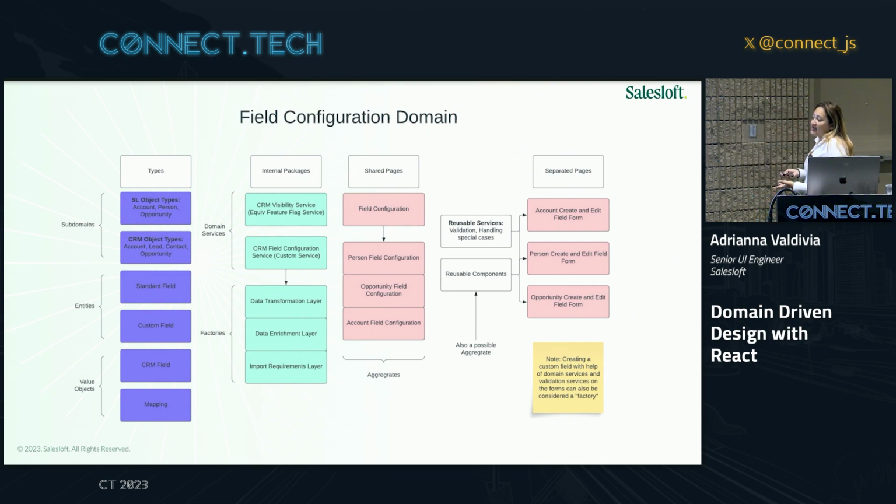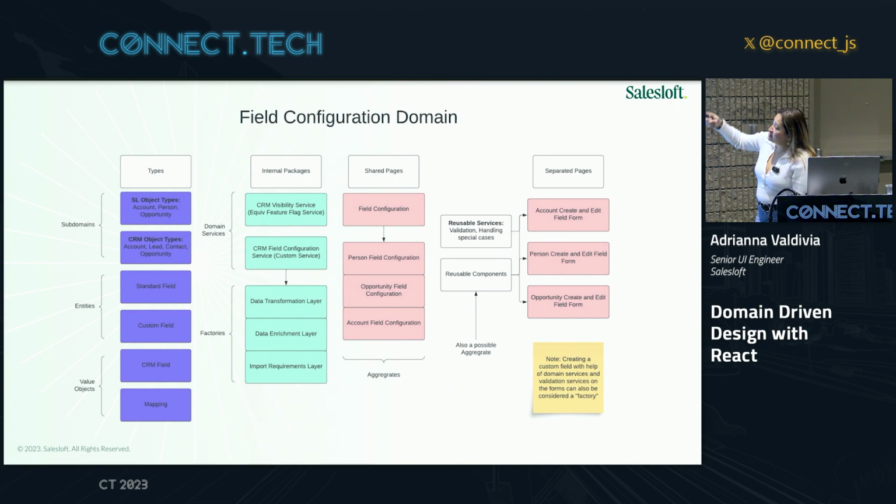The data enrichment layer is just to provide any missing data based off of any data that's provided to me from the value objects. And the import requirements layer is just another additional factory that allows me to determine whether the entities need to provide a warning or anything. That goes more into depth into my specific project.